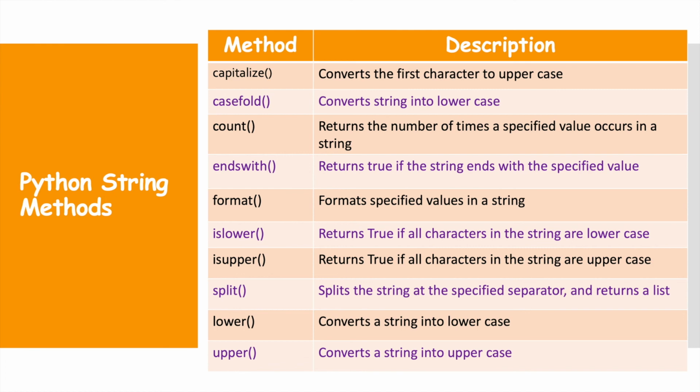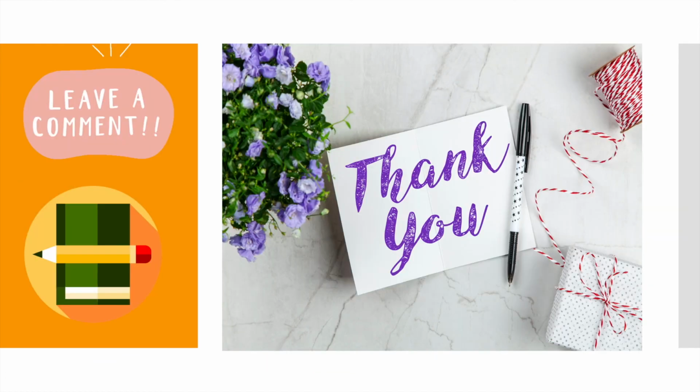The islower method is going to return true if all the characters in the string are lowercase. The isupper method is going to return true if all the characters in the string are uppercase. The split method is going to split the string at the specified separator and it will return a list. The lower method is going to convert a string into lowercase, and the upper method is going to convert a string into uppercase. Now this was all about strings in Python.